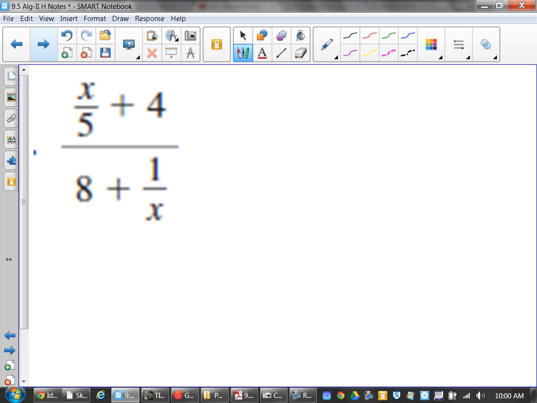So you take this another complex. So I have x over 5 plus 4 divided by 8 plus 1 over x. Hold on a second. Write this down. Now, when I'm looking at this, I might right away put the 4 over a 1.